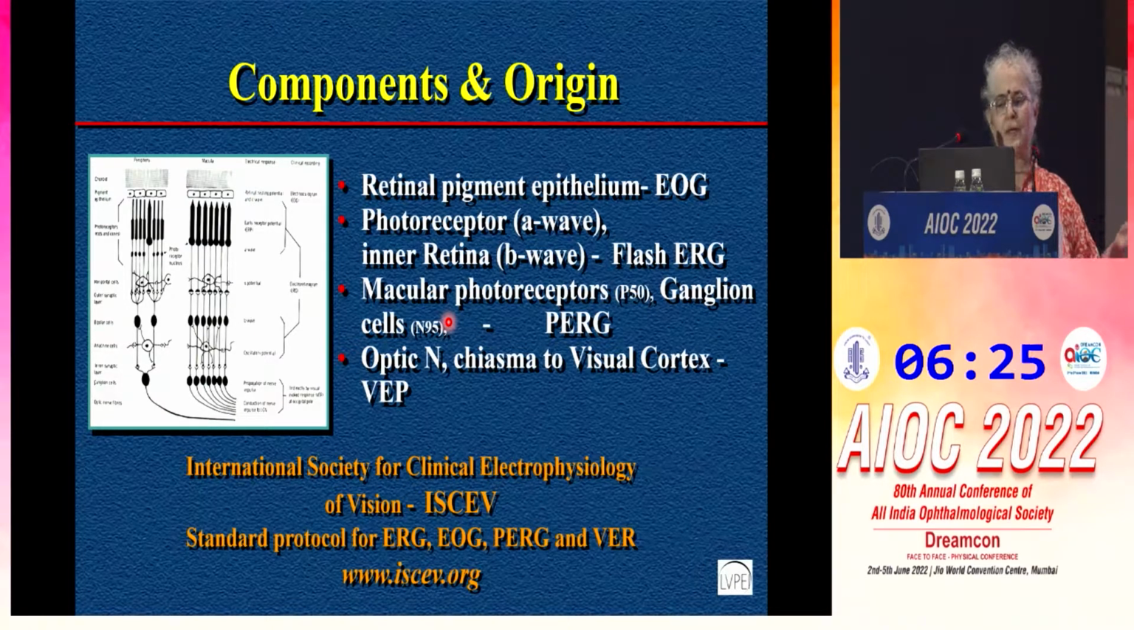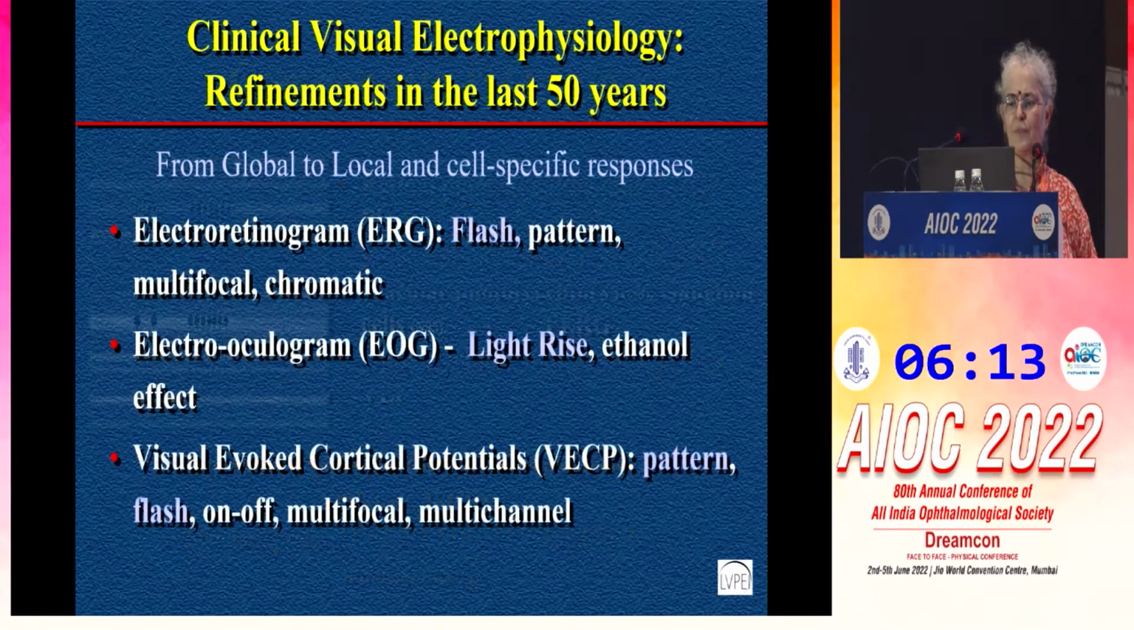And from the optic nerve to the chiasma, it will be checked by VEP. The good thing is that all these protocols are available freely on the ISCEV website, which is the International Society for Clinical Electrophysiology of Vision, and you can go through there whenever you want. I am not going into all those details. I am just going to stick to the physiology.